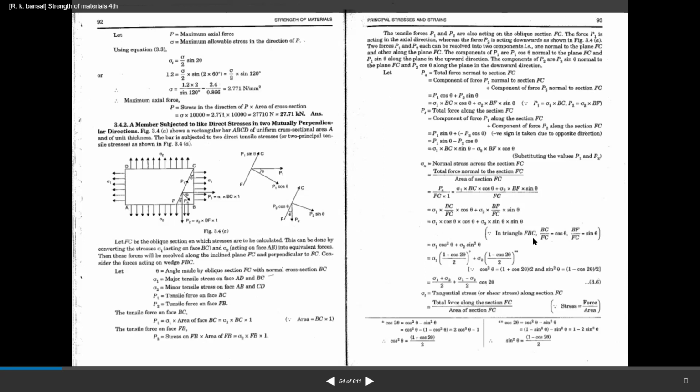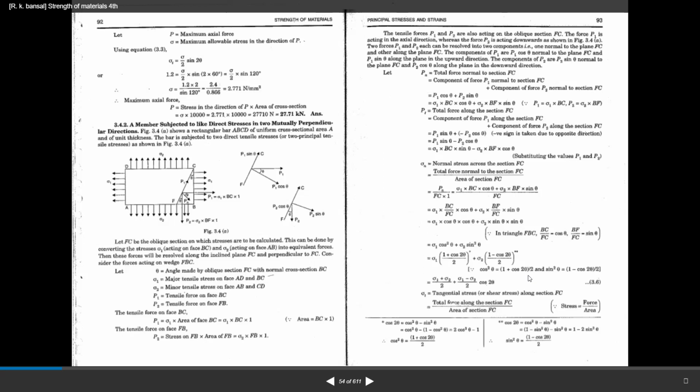In triangle FBC, BC by FC is cos theta and BF by FC is sin theta, that is, adjacent by hypotenuse and opposite by hypotenuse. Taking the triangle, substitute the cos theta and sin theta. Sigma n equals sigma 1 cos square theta plus sigma 2 sin square theta, which we write as sigma 1 into 1 plus cos 2 theta by 2 plus sigma 2 into 1 minus cos 2 theta by 2.